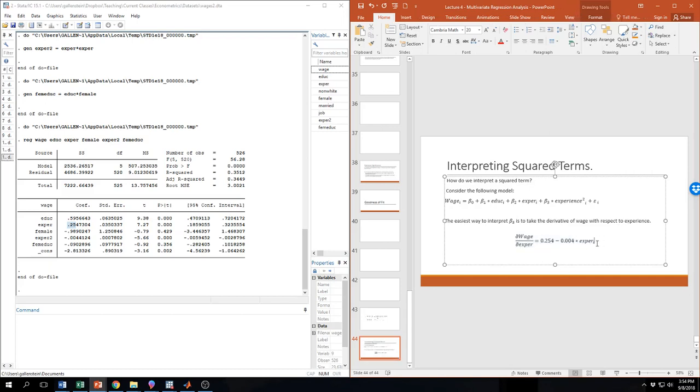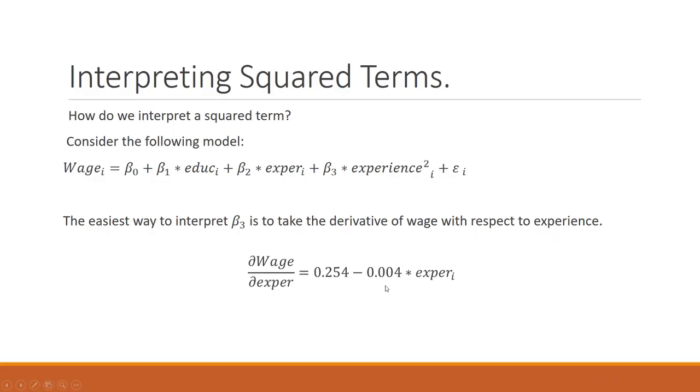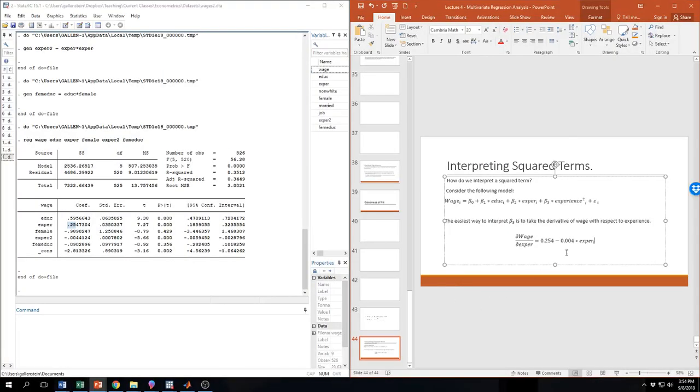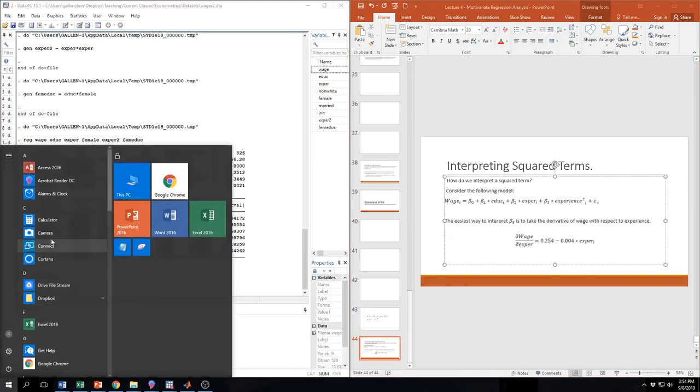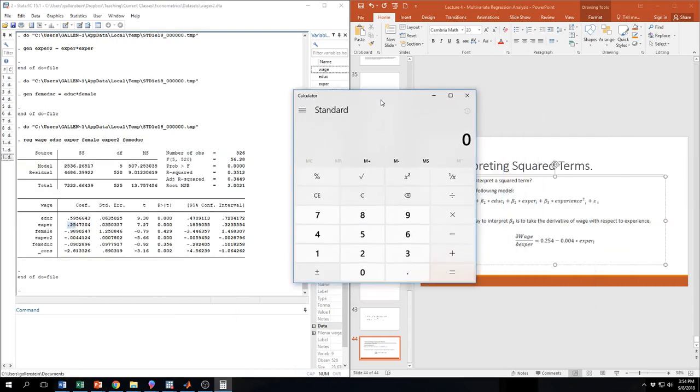So now this is what we have. This is going to be our impact of experience on wage. When you have zero years of experience, what does this equal? Let's bring up my calculator. When you start out with 0 years of experience, you have 0.254. You just have beta 2. The impact of experience on wages when you have no experience to start with is 0.254.